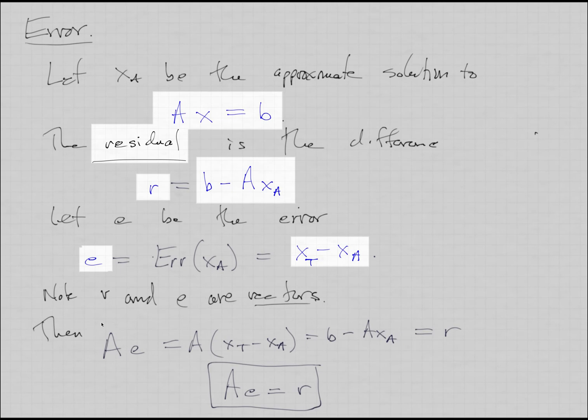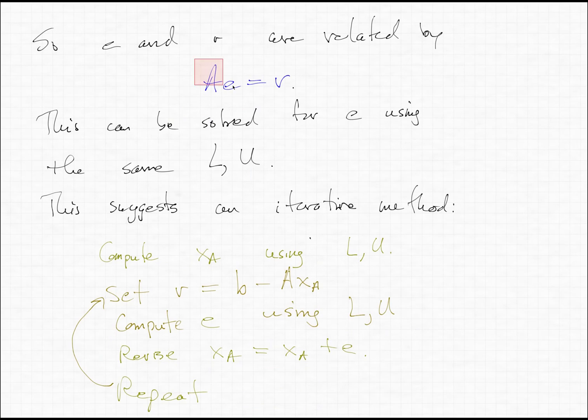Now, it's interesting to note there's a nice simple relationship between the residual and the error e. If we multiply the error by A, and replace e by x_t minus x_a, well, what happens if you multiply A times x_t? Of course, you get b. And if you multiply A times x_a, you get A x_a. But this is exactly the definition of the residual. So the conclusion is that A times e is equal to the residual. The error and the residual are related in the same way that x and b are. Just as Ax equals b, so Ae equals r. Okay, so we got this relationship.